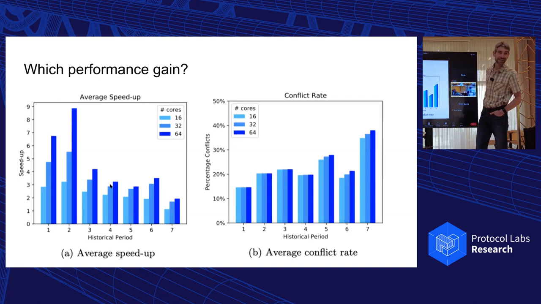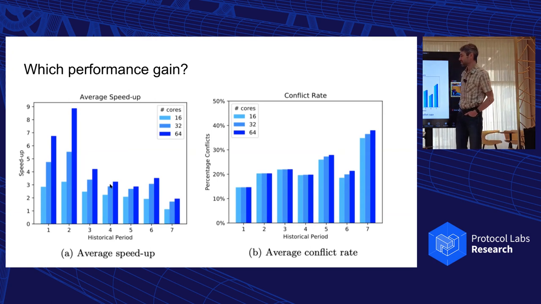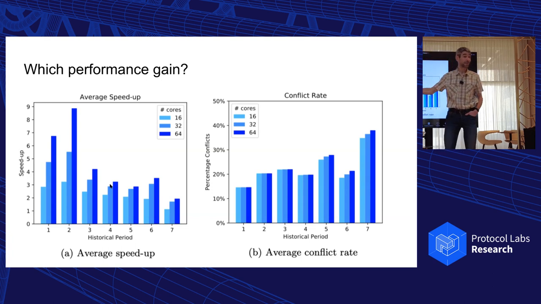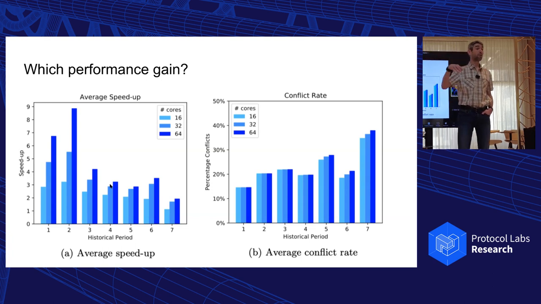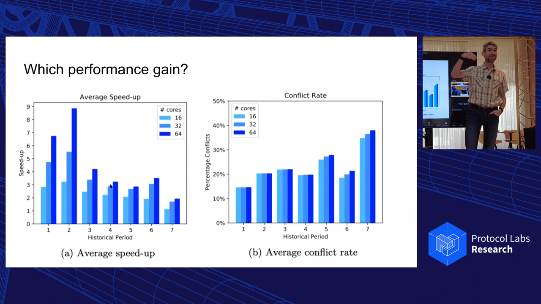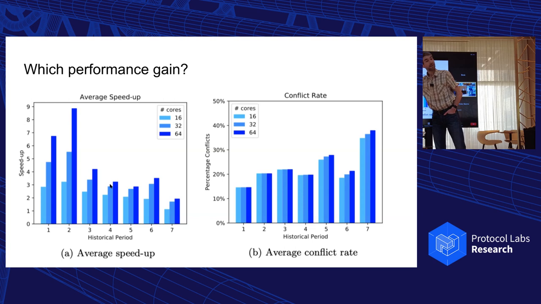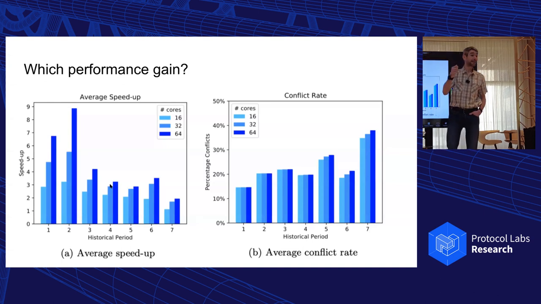And interestingly, or let's say it might be seen as a problem, this is the speed up on the y-axis. These are the seven periods of time that have been studied. And what we see is that the speed up decreases over time. I mean, there are more and more conflicting transactions as time goes on. So this is the CryptoKitties case, but even here this was already the case that the speedup was decreasing. These three lines are for the number of cores that are being used to execute transactions.